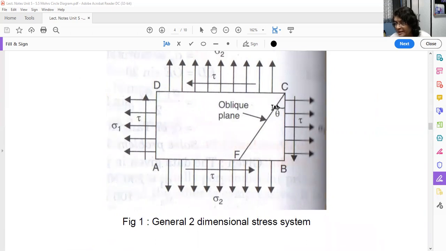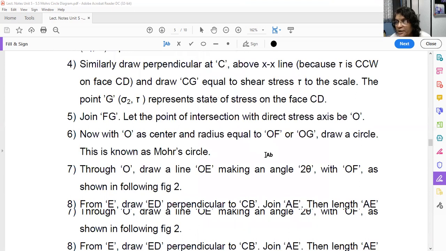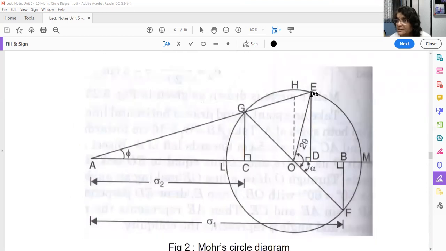Somewhere here alpha is there. So we want to find out the principal plane angle. When FC becomes, see, point E here, AD represents the normal stress acting on inclined plane FC. So when AD becomes AM, that means when point E comes here, 2 theta is equal to alpha. Point E will be here, so from OF, the angle will be alpha.